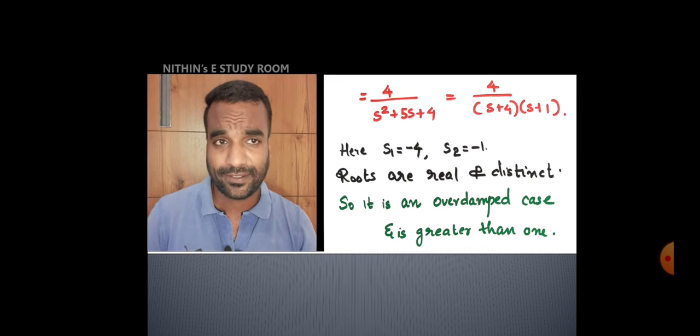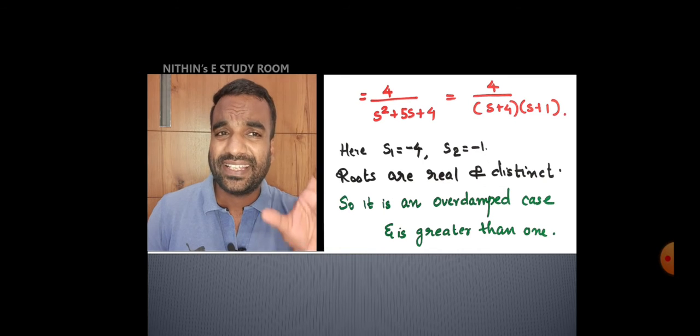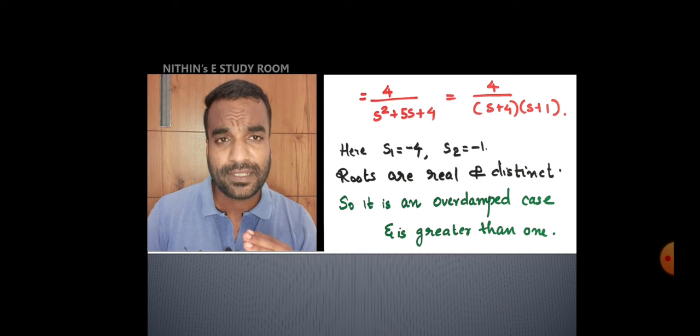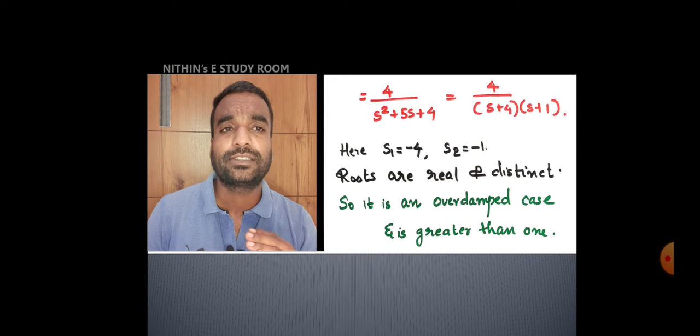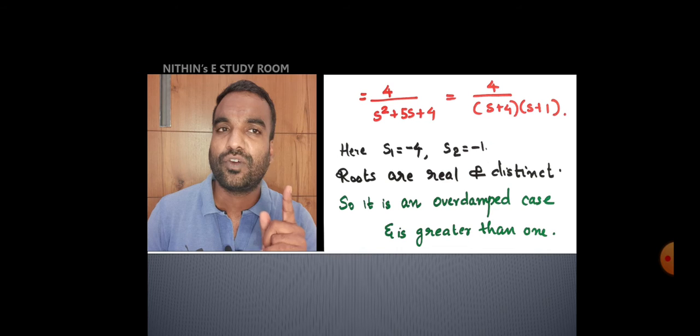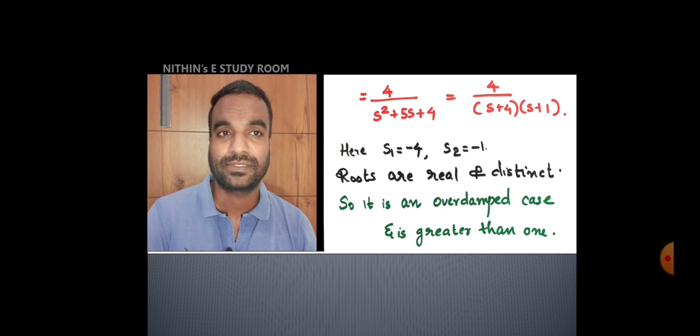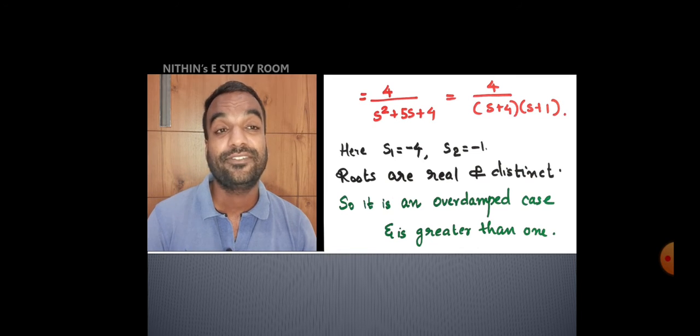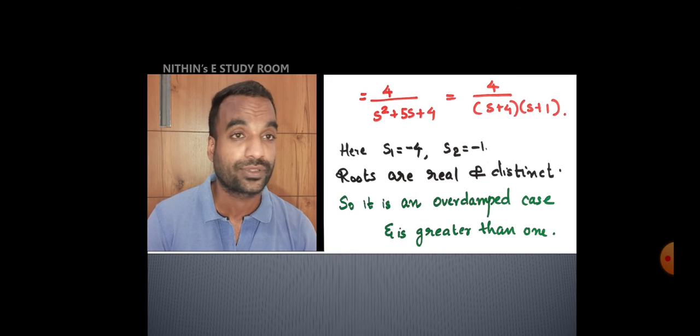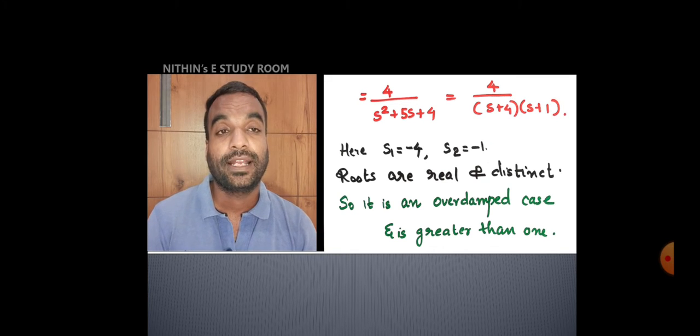Please check that denominator. Can we resolve it easily by using the s plus a into s plus b equation? S plus a into s plus b is equal to s square plus a plus b into s plus ab. So it is solvable in that way. So it is s plus 4 into s plus 1. It is nothing but s square plus 5s plus 4. So what are the roots? We can easily find roots. You don't need to apply the quadratic solution and all. S1 is equal to minus 4 and S2 is equal to minus 1.